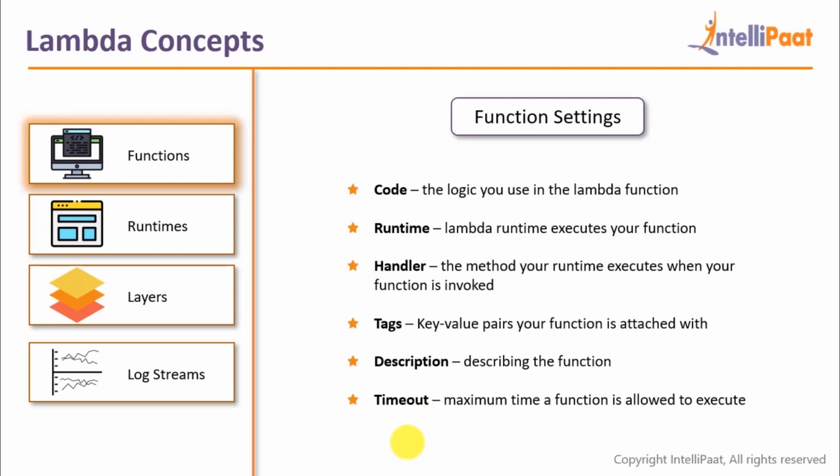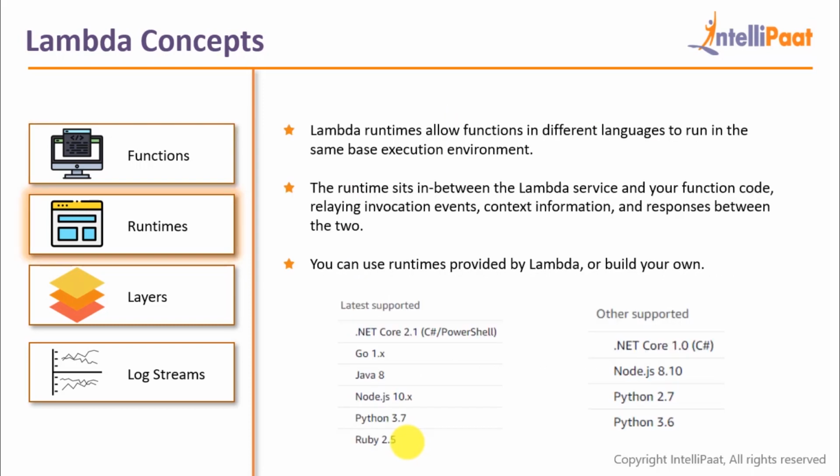So let us move on with runtimes. So what is a runtime? A runtime allows functions to run in different languages in the same base execution environment. That means in the same environment you can run a Python file, a Java file and a Node.js file. And this runtime sits in between the Lambda service and your function code. So it is in between.